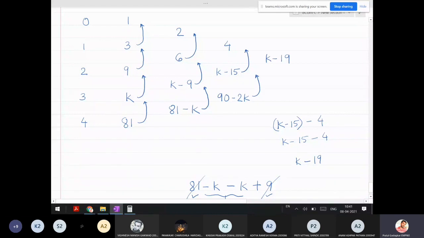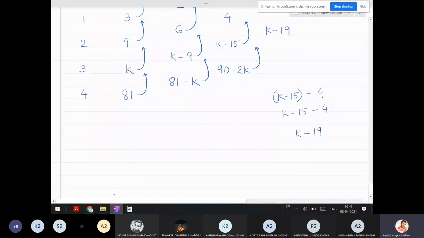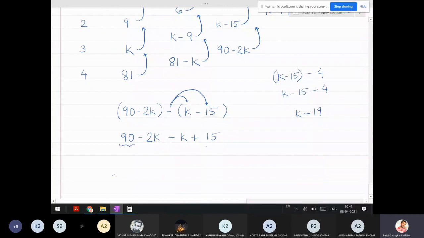Now this work also we have to do very carefully. Let me do it in rough work here. Which two am I supposed to subtract? 90 minus 2k minus k minus 15. Now how will I do this subtraction? Open the brackets. Nothing will happen to the first. Minus k, and minus and minus will become plus 15. Same trick. Now what is 90 and 15? If you add 90 with 15, you will get 105. So the work of these two is over.